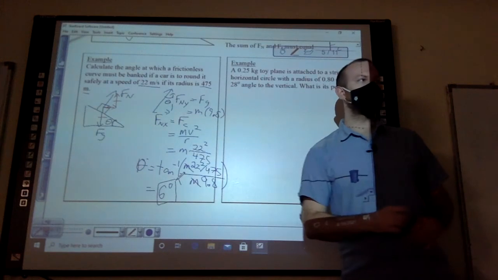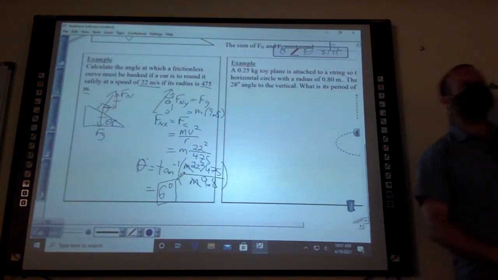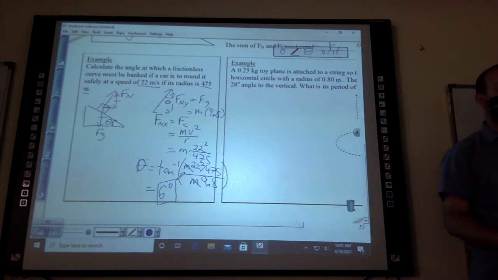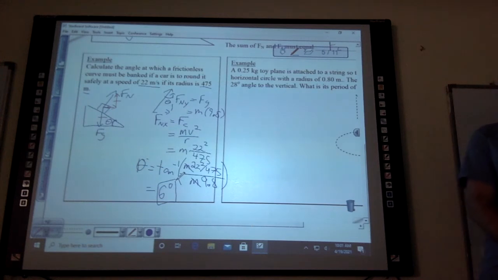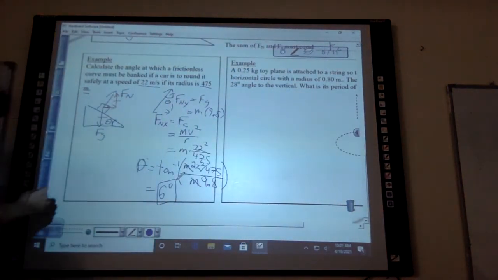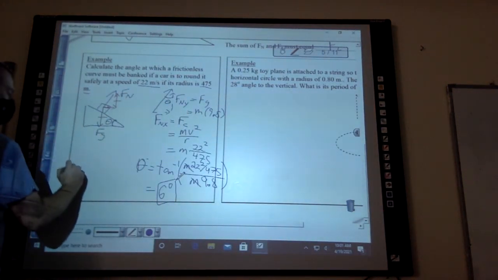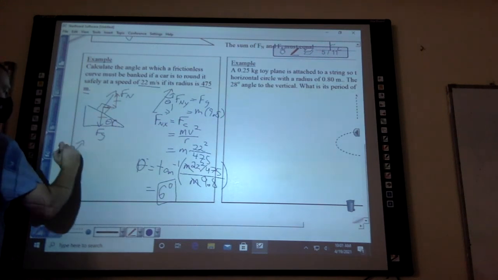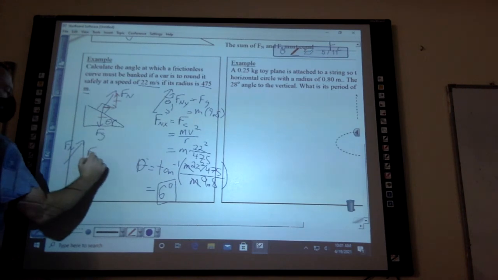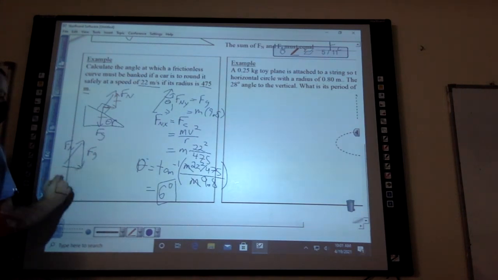So here's one of the cases where the component method is more tricky. That doesn't happen very often. So let me show you how simple this is when I'm dealing with adding this in the trig method. So if I just add these together, I'll have Fn plus Fg equals Fc.